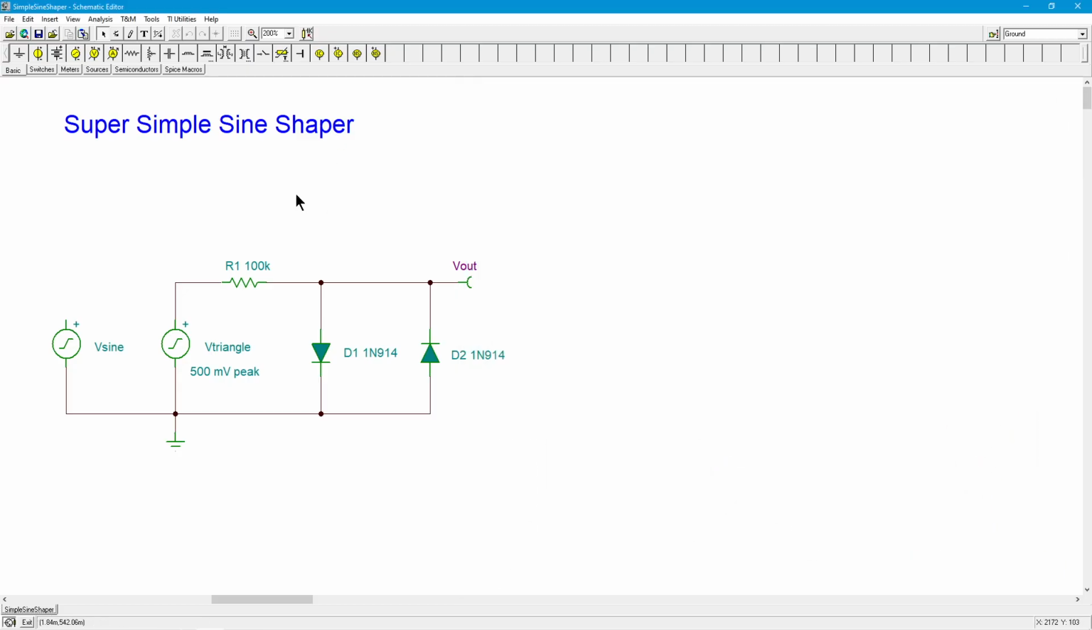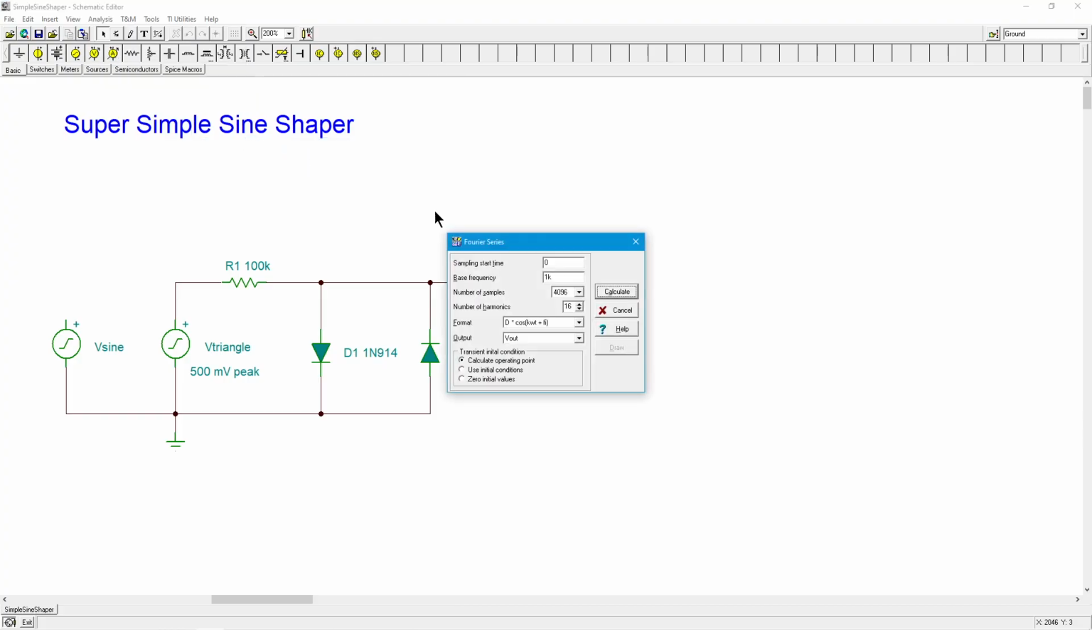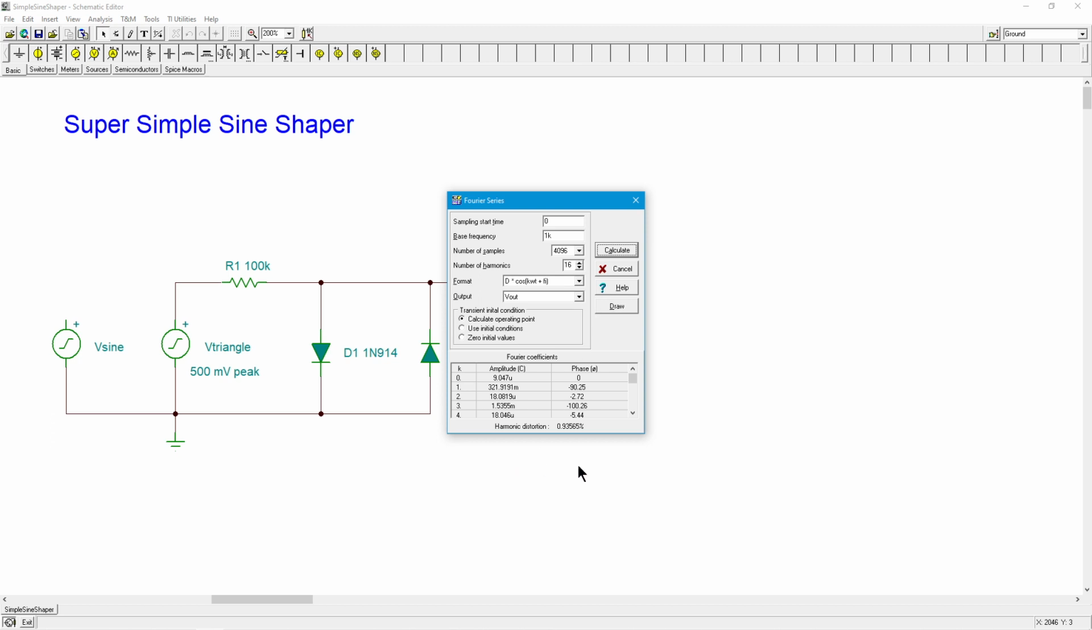Well, a nice way to check that out is to do a distortion analysis. So in Tina, we're just going to call up Fourier analysis. This is going to look at the first 16 harmonics. I'm just going to calculate this out. And the number we come up with over here is 0.935%. So it's under 1% THD. That's not bad. Like I said, it's not tweak hi-fi, but for general purpose work, it's not bad at all.